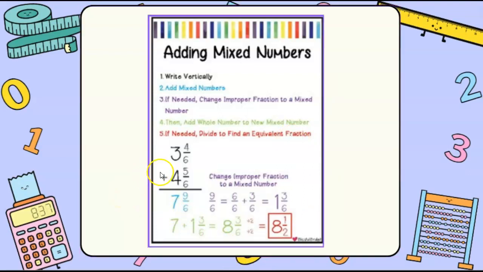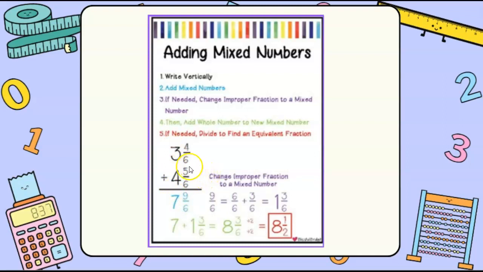You can see here, I was given 2 mixed numbers, 3 and 4/6 plus 4 and 5/6. I'm going to stack them vertically. That means on top of each other, to where the whole integers are on top of each other and the fractions are on top of each other. First, I'm going to add my whole numbers. 4 plus 3 is 7.